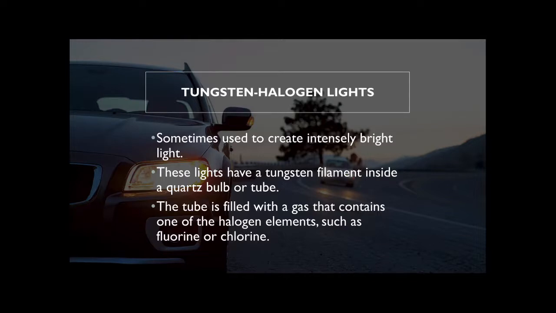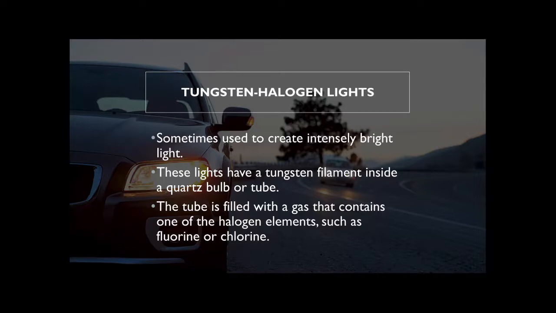There is another type of light called tungsten halogen light. This can be super bright, and remember, tungsten is the filament that they use inside of incandescent light, but in this case, they also use tungsten as a filament inside of a quartz bulb or tube. Quartz bulb is a type of incandescent bulb. These types of light, the tungsten halogen lights, last longer than incandescent light.